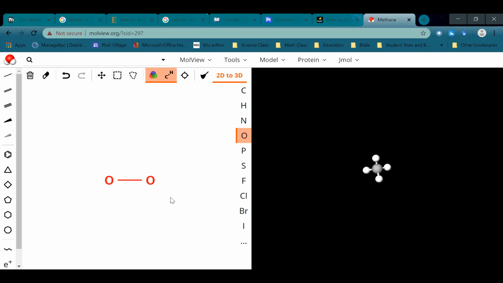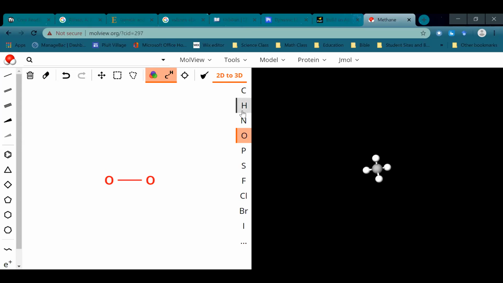We need to add another. I need to add, what's that? Another thing? Yeah. Like another atom? Another molecule. Okay, so this is a molecule, right?